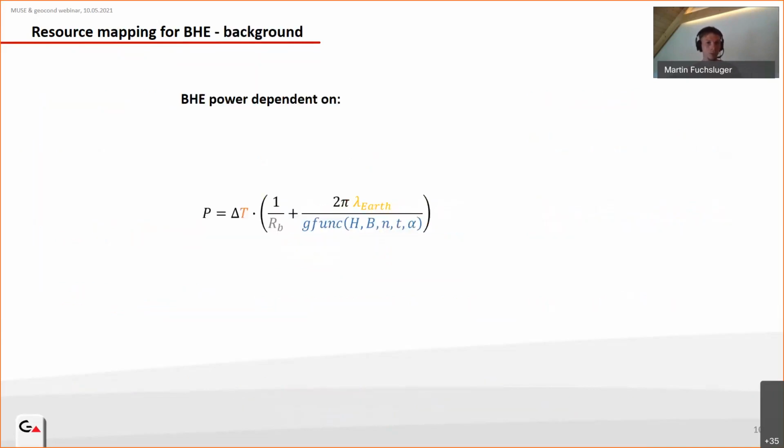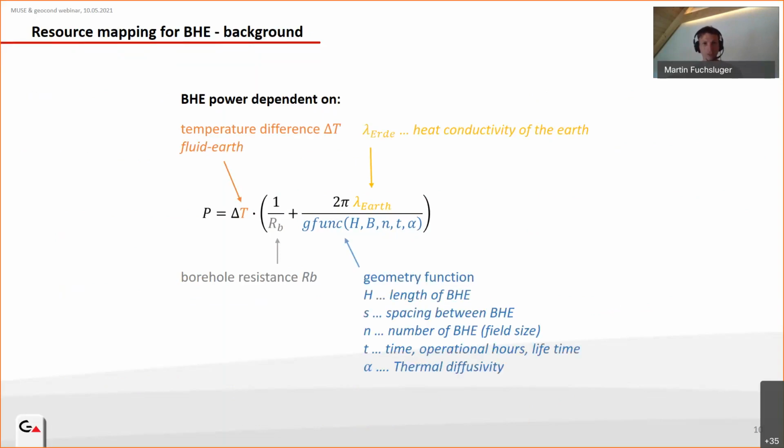This formula shows everything you need to know about how to calculate the power of a borehole heat exchanger. So the power is dependent on the temperature difference of fluid and the earth, the heat conductivity of the earth, and the borehole resistance. Temperature difference and heat conductivity are dependent on the location. Borehole resistance is dependent on drilling depth and grouting and so on. And the last thing is the geometric function. That means it's not necessarily dependent on the location.